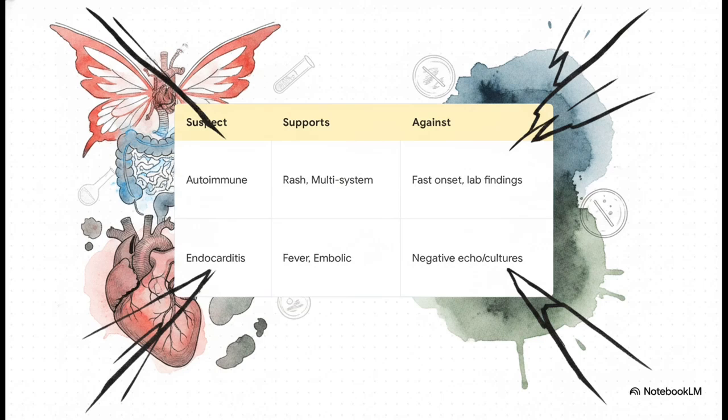Finally, they look into endocarditis, which is an infection of the heart's inner lining. That would explain the fever and maybe some blood clots. But once again, they hit a total brick wall. It's completely ruled out by negative blood cultures and a perfectly normal ultrasound of his heart. Every single prime suspect is a dead end.